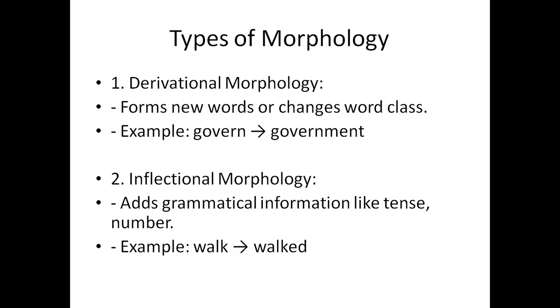Now we use inflectional morphology for our subject and verb to agree. When you're forming a sentence, your subject has to agree with your verb. It has grammatical information like tenses and numbers so that our sentence can be grammatically correct.